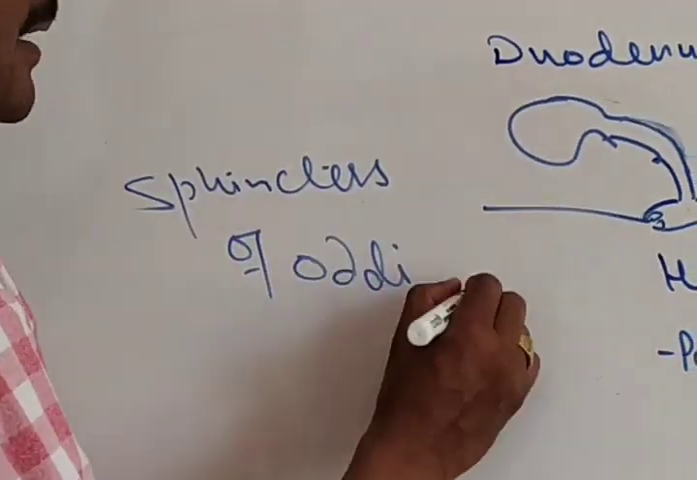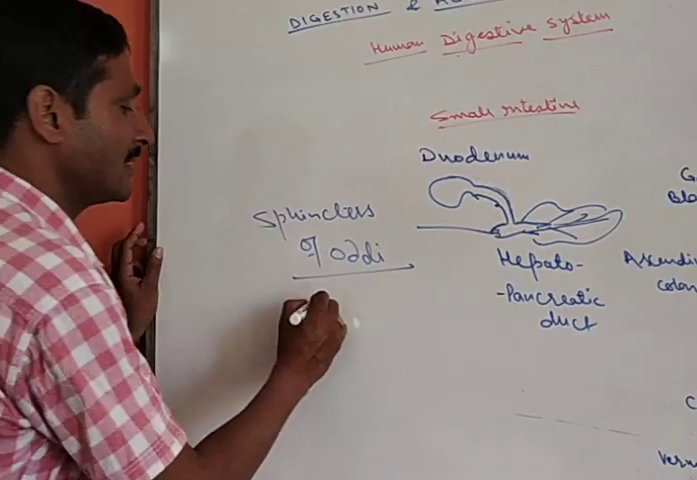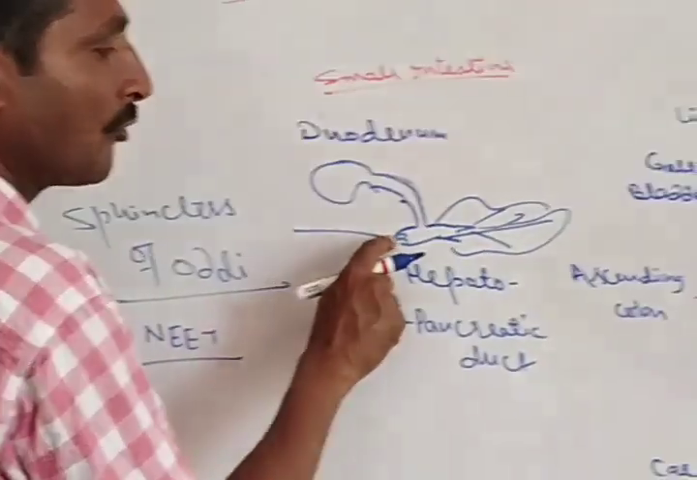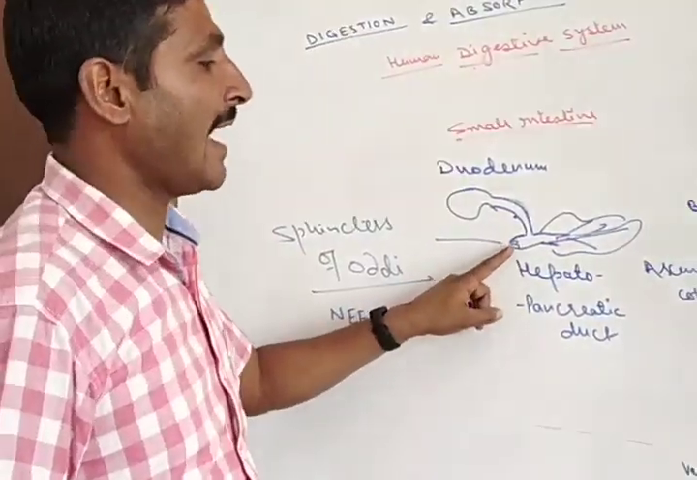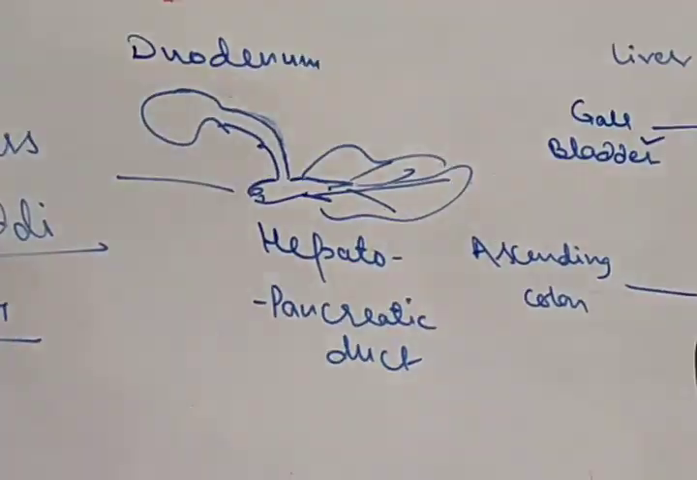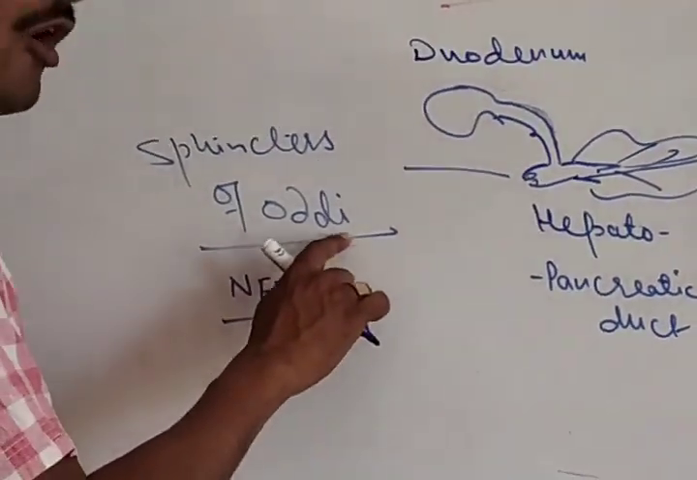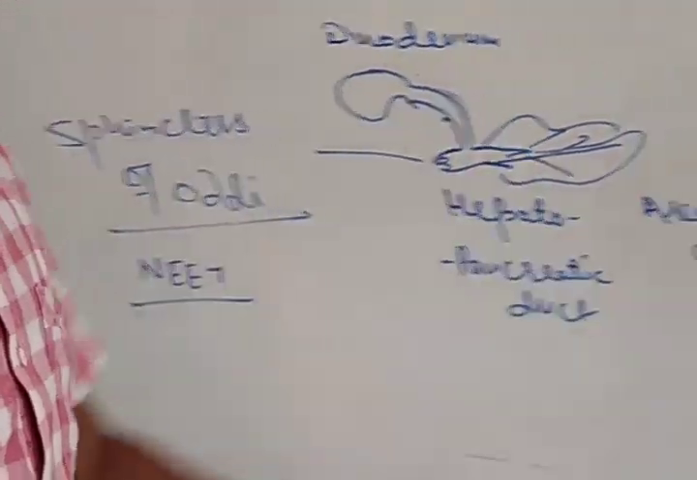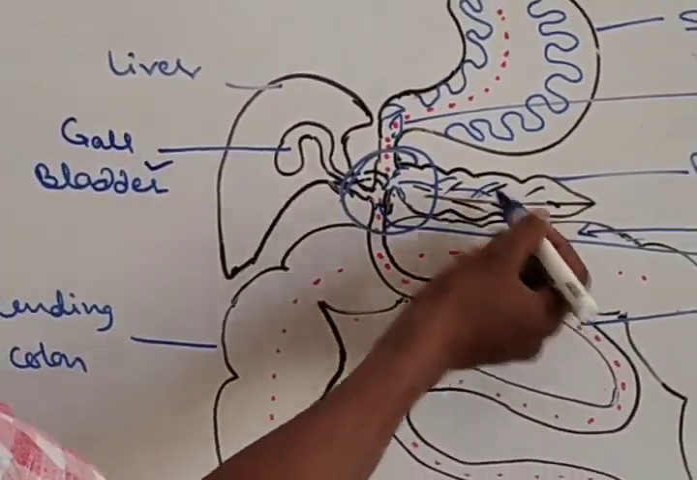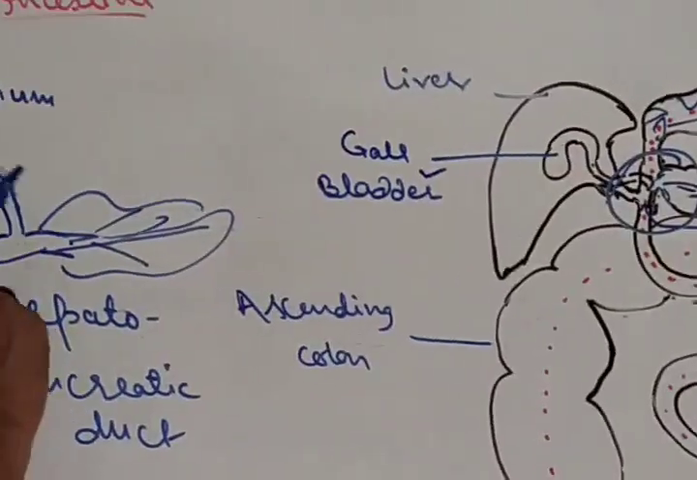This question has even been asked in NEET exams. What is the name of sphincters present at hepatopancreatic duct opening? They are called as sphincters of Oddi, which regulate the secretion and passing of pancreatic as well as bile juices into small intestine.